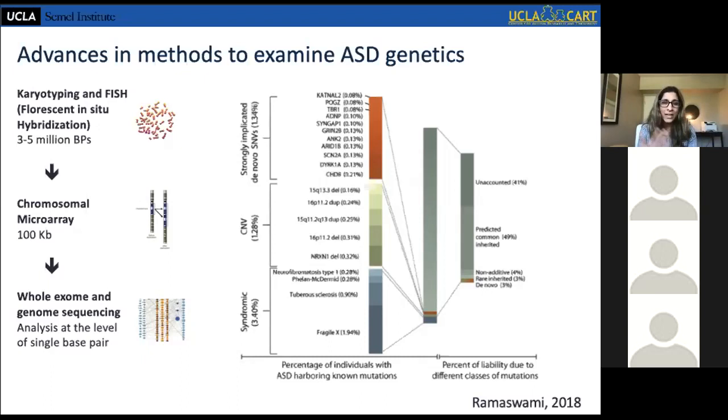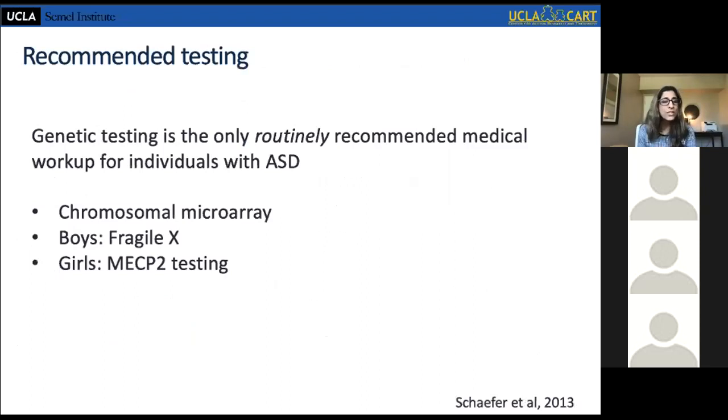We're identifying these specific genetic etiologies that explain the neurodevelopmental disorders or disabilities that we're diagnosing in our clinics. And based on just the availability of that technology, genetic testing is now routinely recommended as the medical workup for any individual with ASD or autism.